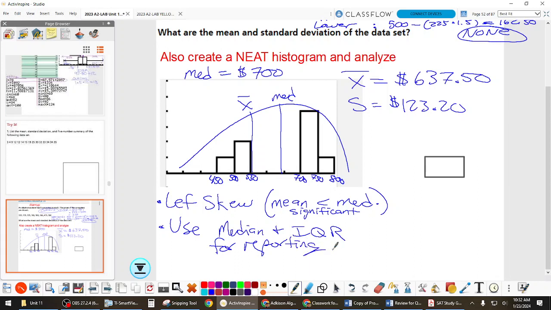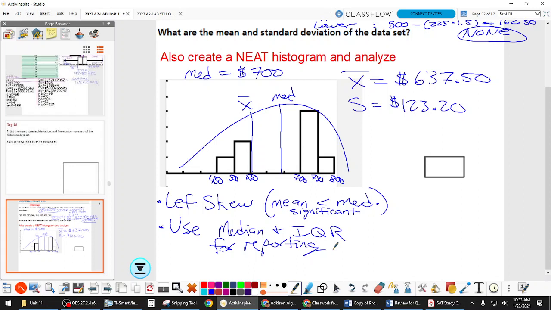So let's say this is Best Buy. What would they tell someone who calls, hey, do you have any computers in stock? And how much are they? And the person would probably say on average, not median. So a smart store owner would give them the median and say the median price is $700. And why is that better than saying the mean price is $637.50? So a customer comes to the store, what's going to happen?